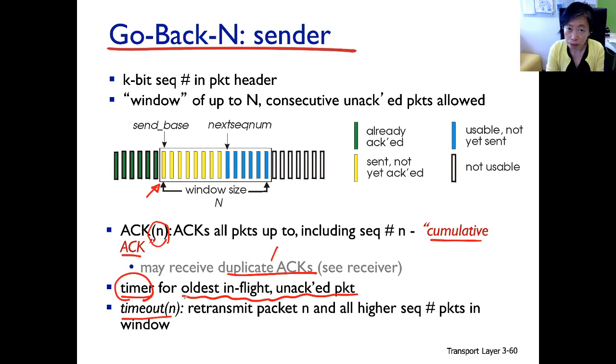If it's a bit unfortunate that we do have packet loss such that the timer needs to time out, then we retransmit the entire flight of packets, starting from n all the way to the highest number that's not yet ACKed. So that means starting from the send base all the way to the last of the yellow packets. So timeout indicates the entire flight of the yellow packets will be retransmitted.